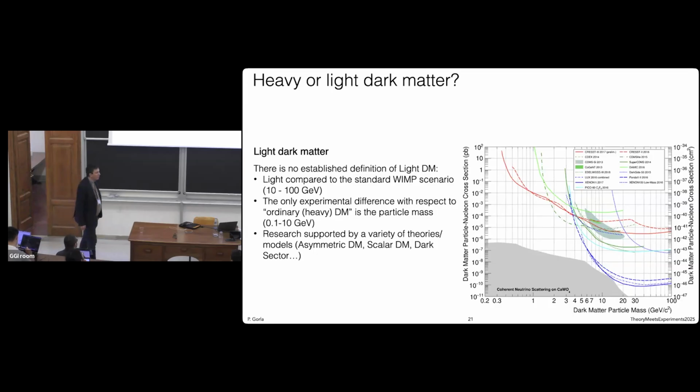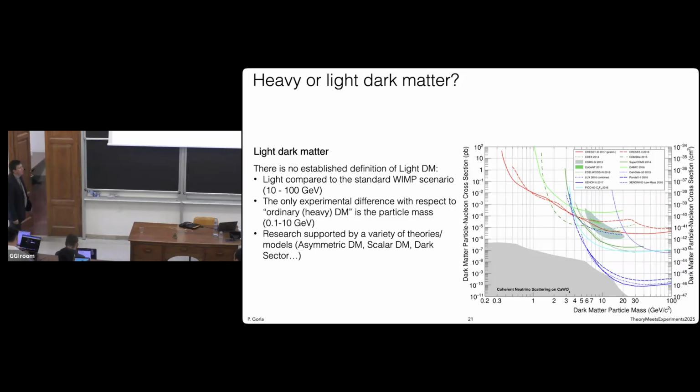Okay, what we had in the title is about heavy or light dark matter. So what is light dark matter? I would say there is not a really established definition of light dark matter. I think that at present people call light dark matter what is below the standard WIMP scenario, which expects particles to be within 10 and 100 GeV mostly. So whatever is below this number, down to, I don't know, a few tens of MeV, goes under the name of light dark matter. And nowadays there are some theories or models that support these dark matter masses. So it's not just randomly picked.